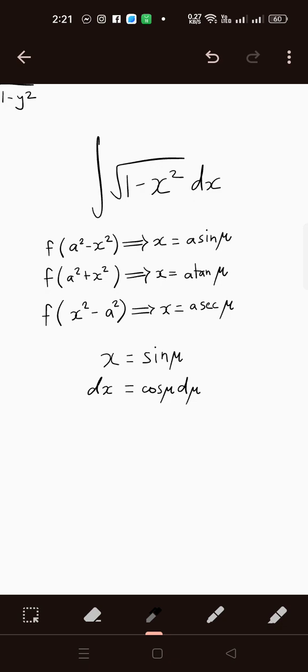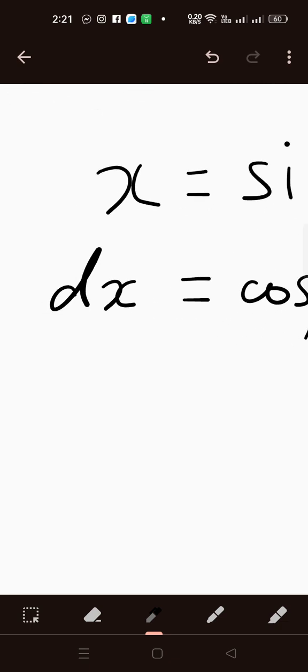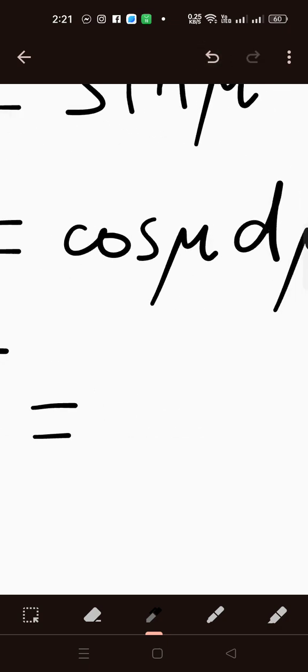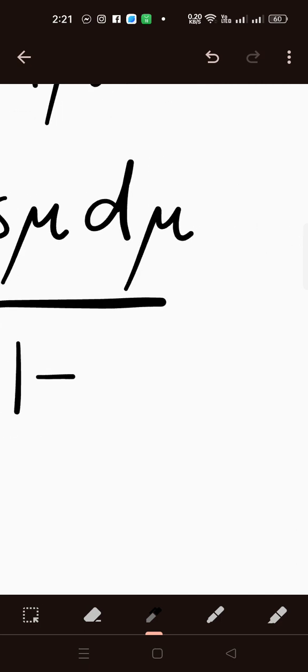Okay, and so you'll notice that when I take the square root of 1 minus x squared, that will be the square root of 1 minus sine squared of mu. So the square root of 1 minus x squared will be equal to the square root of 1 minus sine squared mu.